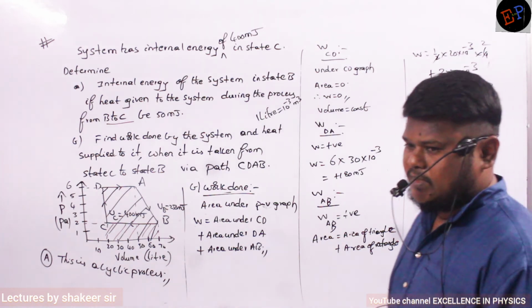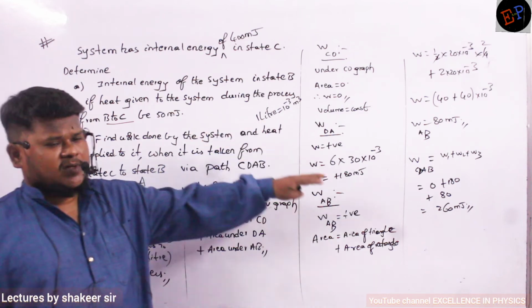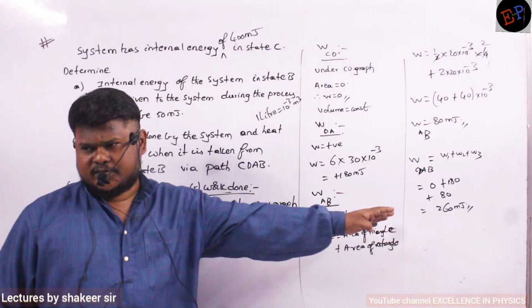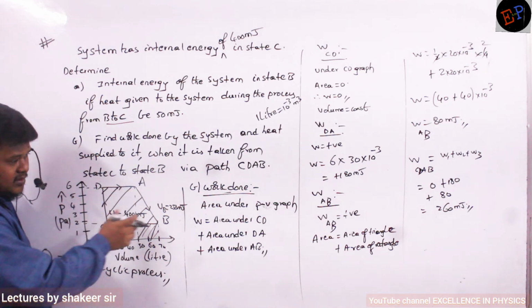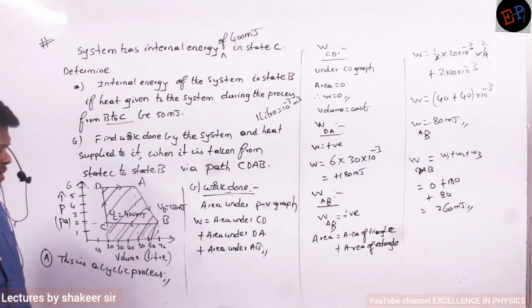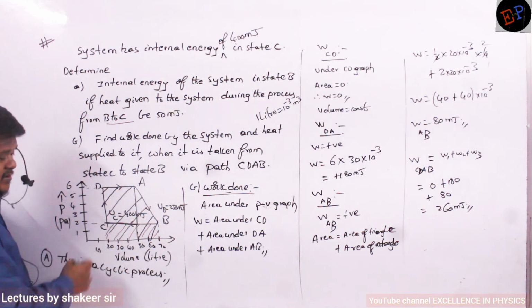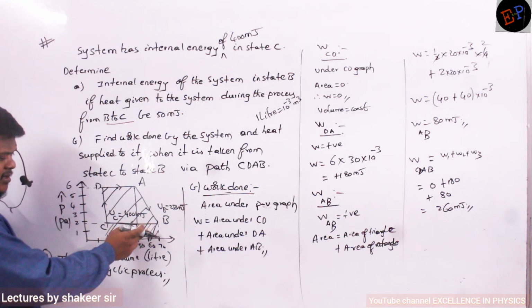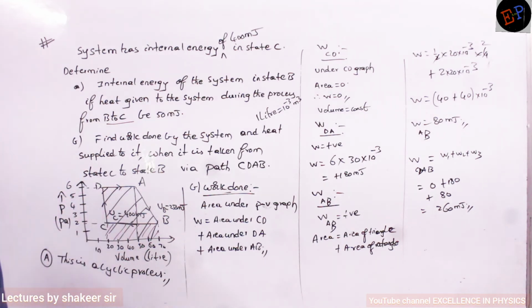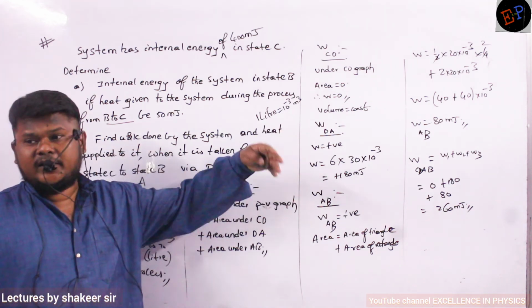So I got the work done, no? Are you able to understand? We have done the work done under each process individually. Or you can do one thing: just calculate the total area under this graph. Then also you will get the same answer. For this you need to divide the figure like this. So this is one rectangle, this is one triangle, another rectangle, another triangle. Like this also you can do. Just for your understanding, I have done the area under each graph individually.